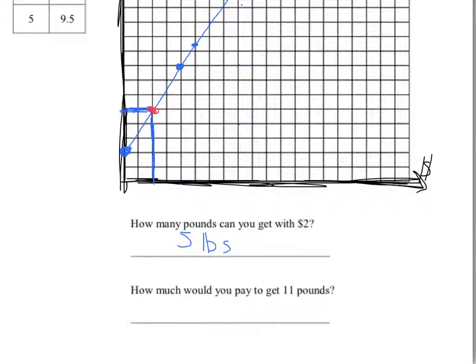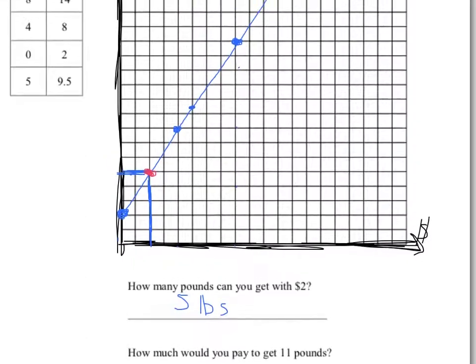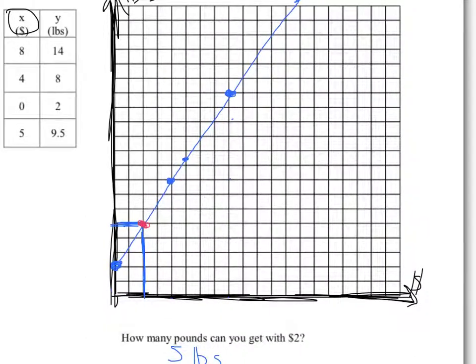How much would you pay to get 11 pounds? Well, 11 pounds, that's a Y, so I need to come up here on my Y to 5, 6, 7, 8, 9, 10, 11. And see where my X is when it's 11 pounds. So it looks to me, looking at my graph, at this point, that's $6.